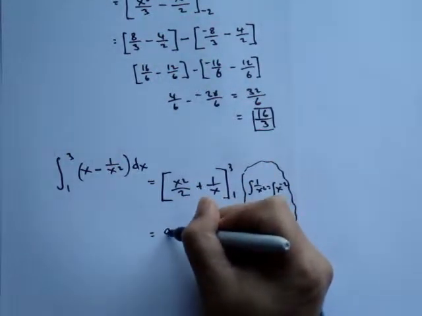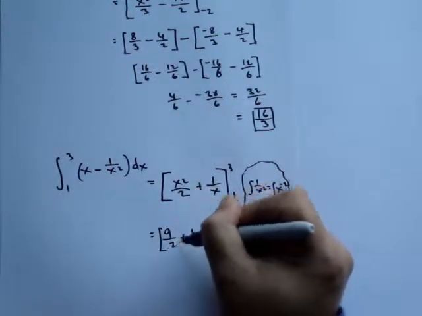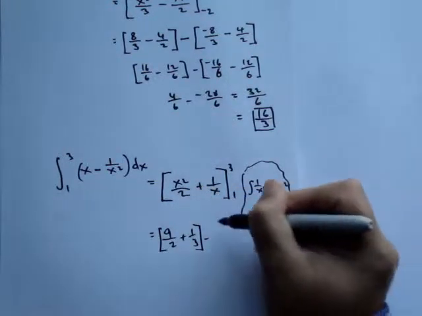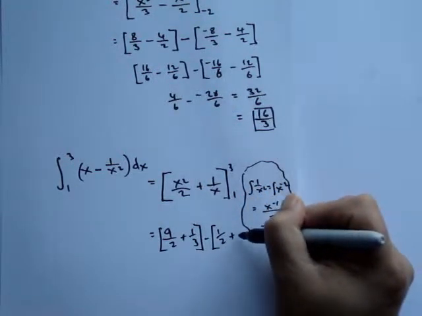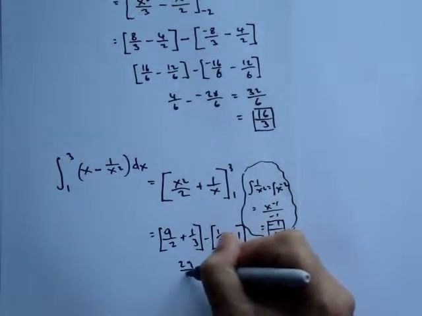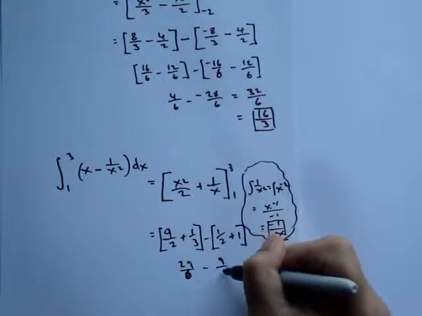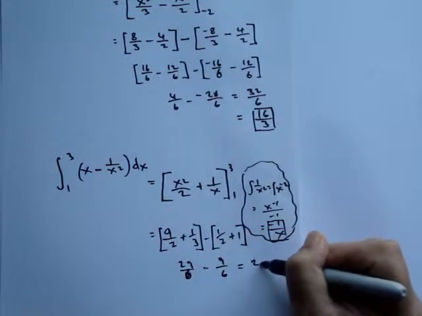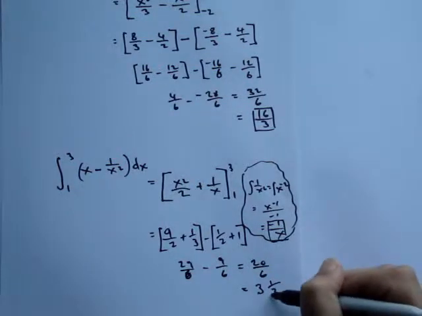So this becomes 9 over 2 plus 1/3, minus a half plus 1. So this is 29 over 6 minus 9 over 6, which is 20 over 6, and the answer is 3 1/3.